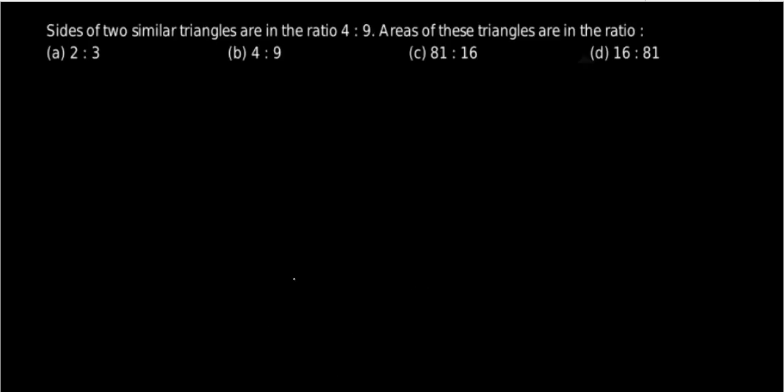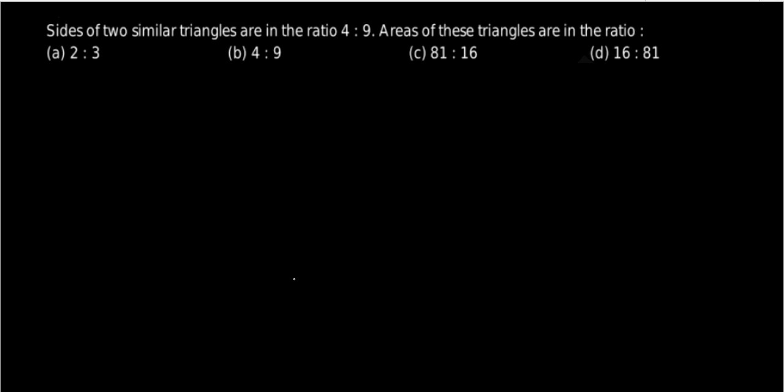First question: sides of two similar triangles are in the ratio 4:9. Then the areas of these two triangles are in the ratio, which is to be found out.